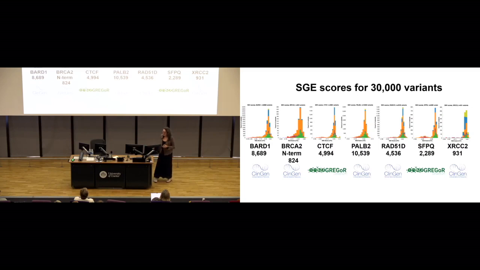So in the last year or 2, my lab has generated SGE scores, saturation genome editing scores, for 30,000 variants. Again, many of these are in breast and ovarian cancer genes. This one, that one, these 2. And then these others that are more rare disease.